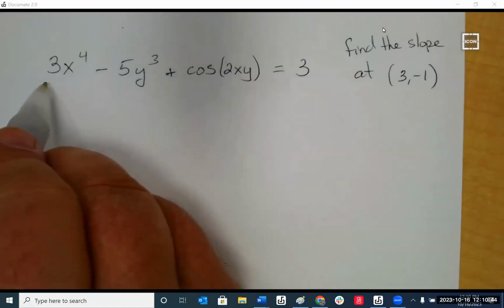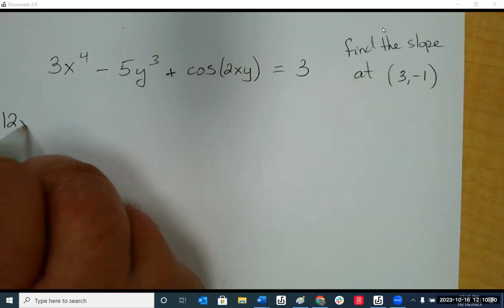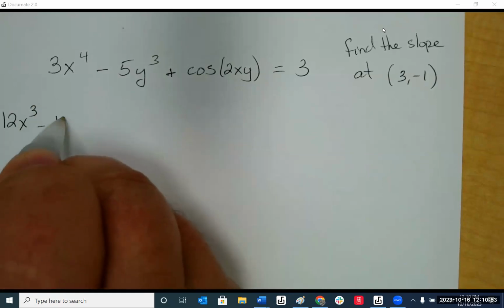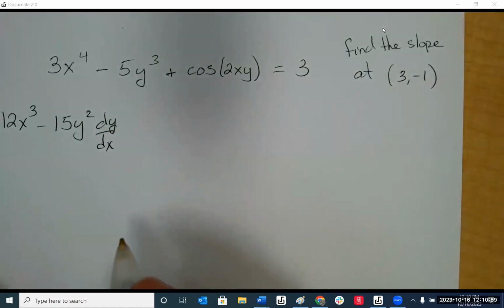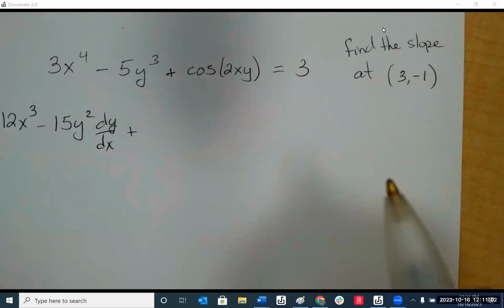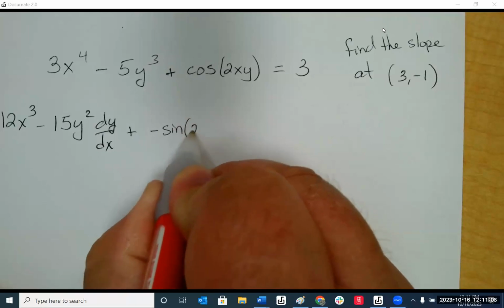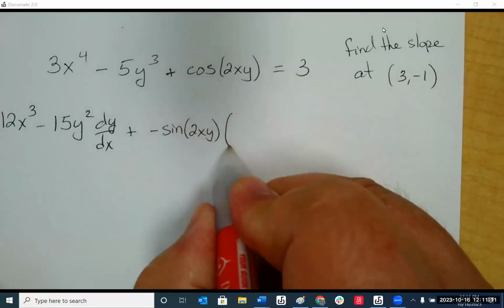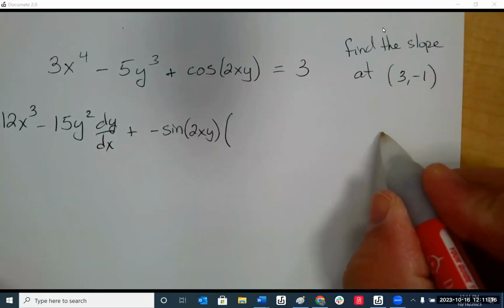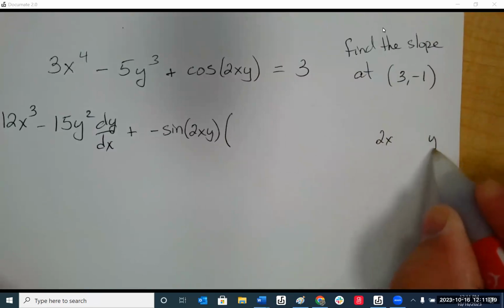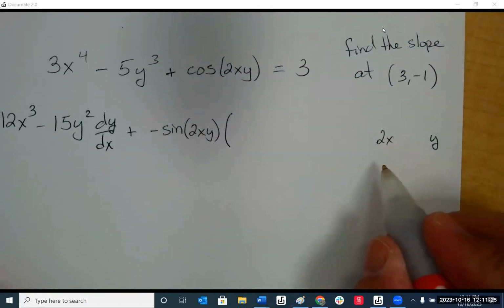Okay, so the first one. What's the derivative of this first part? 12x³ minus 15y² minus dy/dx. It's not dy. Plus, we know it's gonna be a minus sign. Use u equals 2x, we do the product rule.